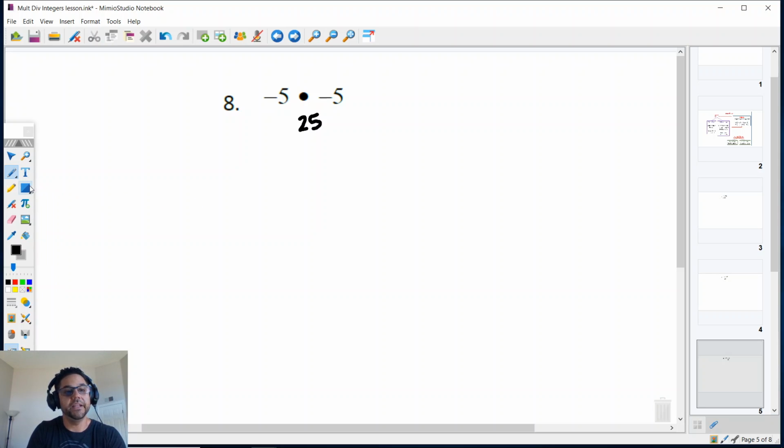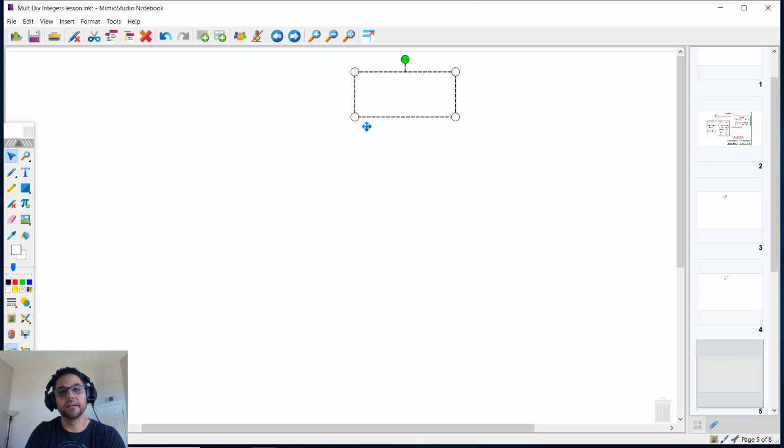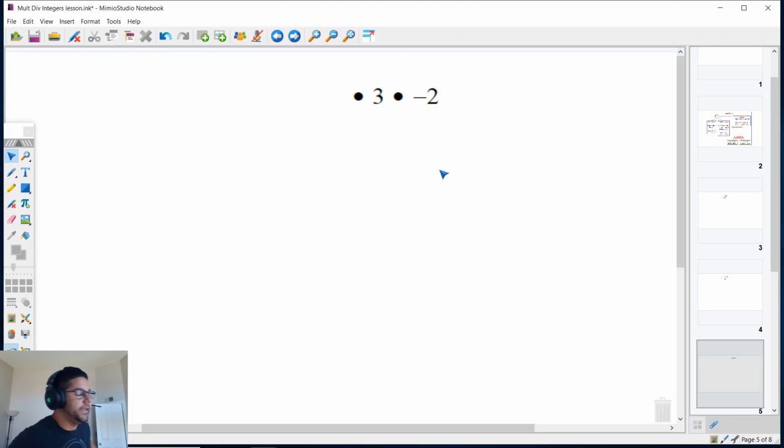Now what I'm going to do is cover up what I just did and uncover this part here. So we're going to be doing the second half of the problem. I've got a positive 3 multiplied by a negative 2. Different signs again, so that means it's going to be a negative 6.